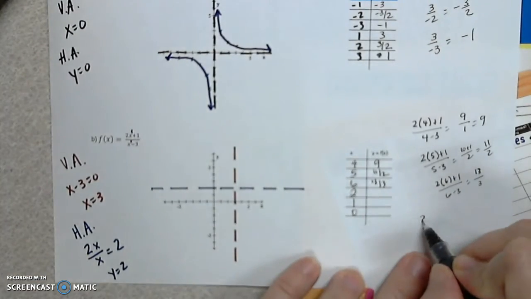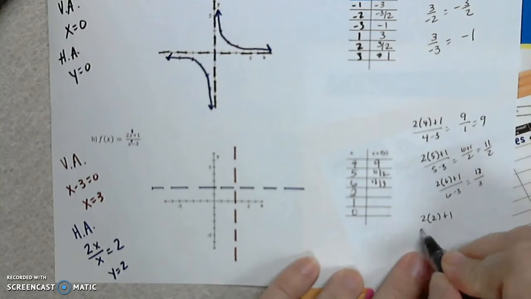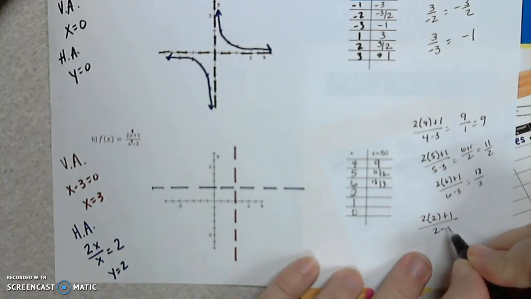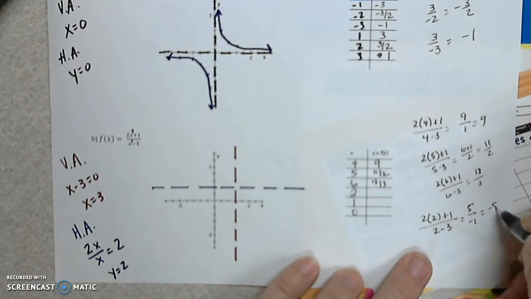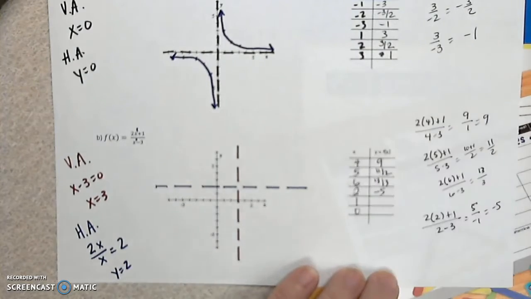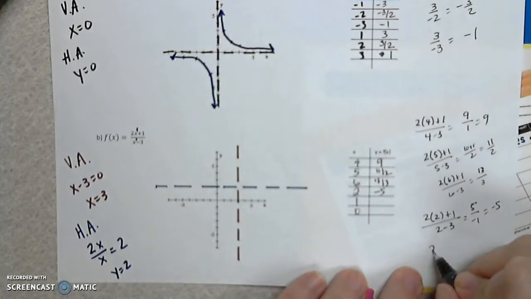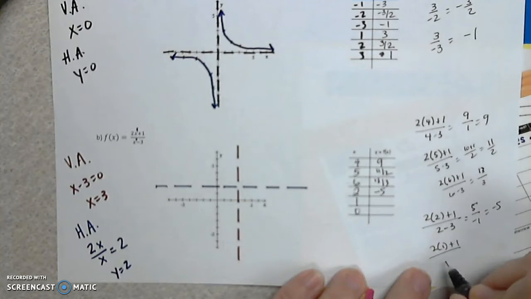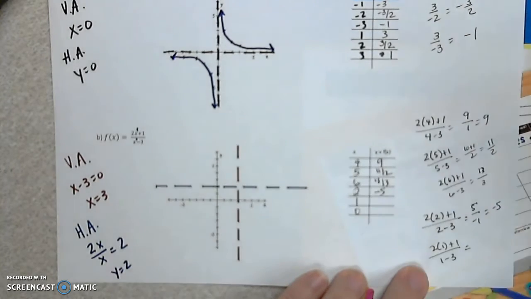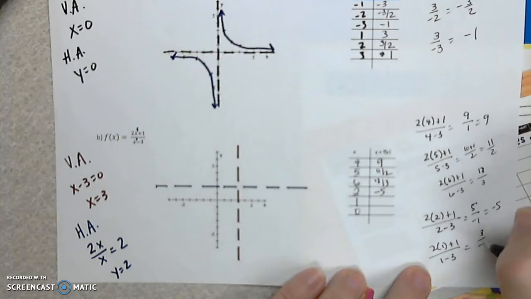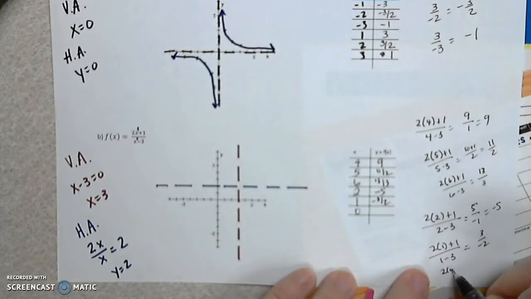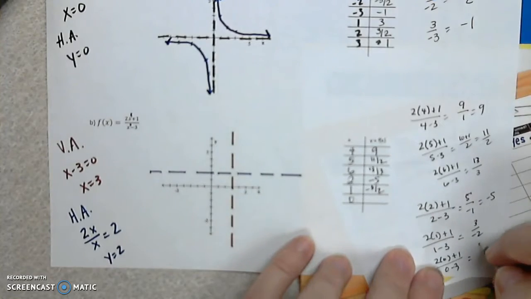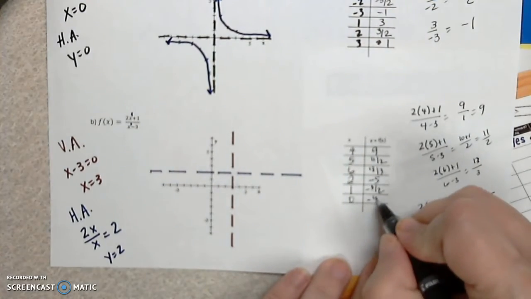And then I'm going to fill in a 2. So 2 times 2 plus 1 over 2 minus 3 would be 5 over negative 1, which is negative 5. Alright, then I'm going to say 2 times 1 plus 1 over 1 minus 3 would be 3 over negative 2, so that's negative 3 halves. And then for 0, that would be 1 over negative 3, or negative 1/3.